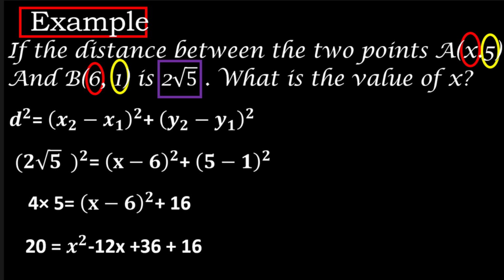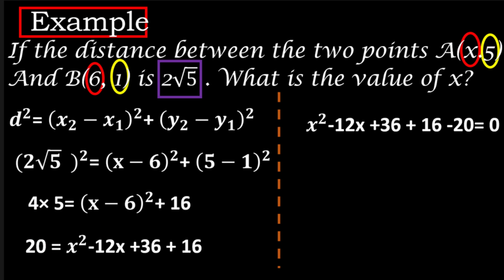We get 20 equals x squared minus 12x plus 36 plus 16. What is this? This is a quadratic equation. We can write it in the standard form. Just move 20 to the other side to be subtracted. We get x squared minus 12x plus 36 plus 16 minus 20 equals 0. Now collect the like terms, 36 plus 16 minus 20, they are like terms. Now x squared minus 12x plus 32 equals 0.